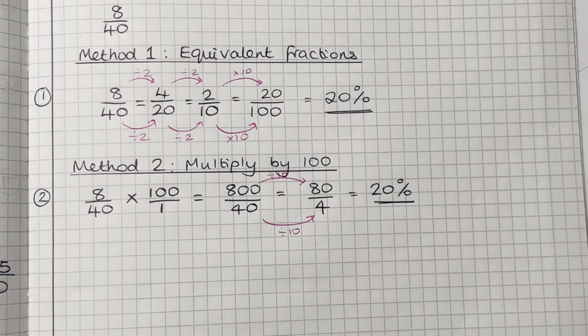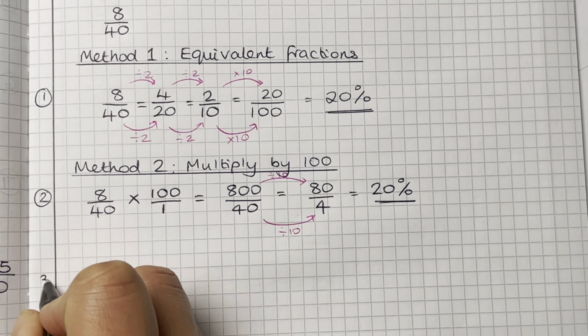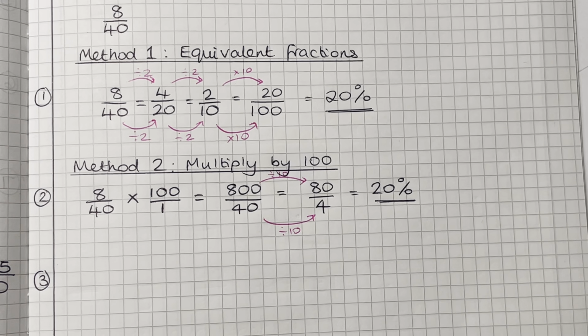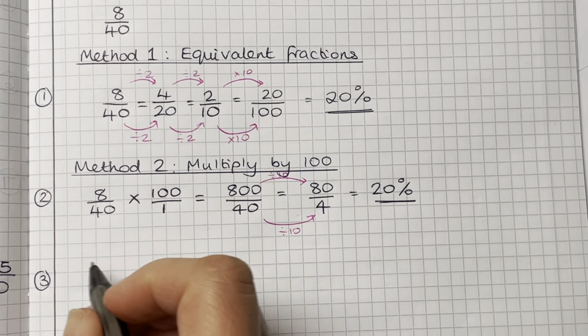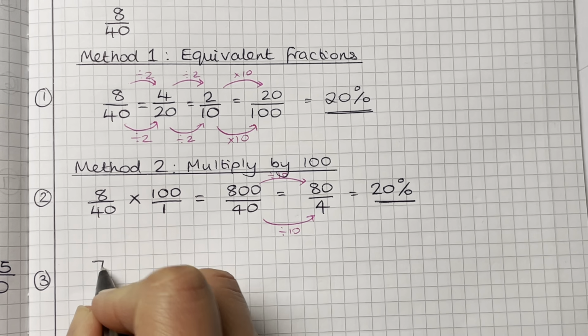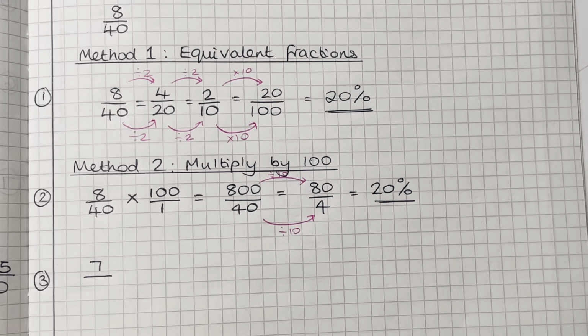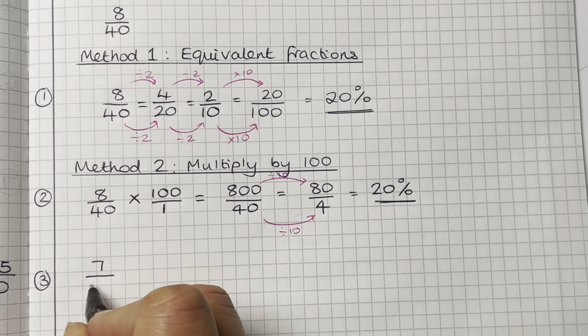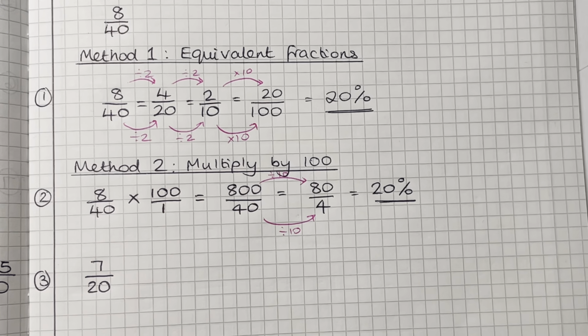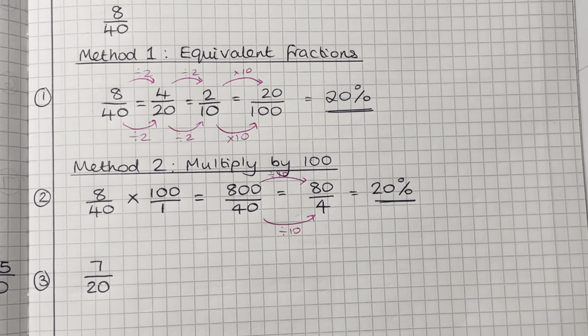Okay, I'll do one more. I'll do a slightly easier one, I think, because I probably started off being a little bit hard. Okay, so let's have a look at one more. So you'll often get one, say, for example, I've got 7 chocolate biscuits. We've got a bit of a theme going on here. In a selection box of 20 biscuits, and I want to know the percentage that are chocolate.